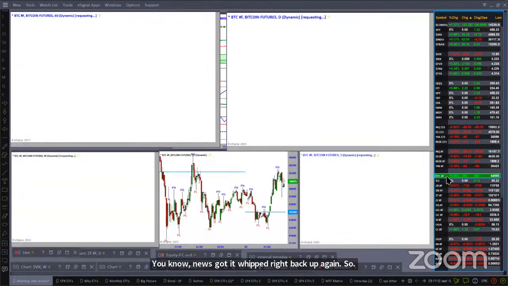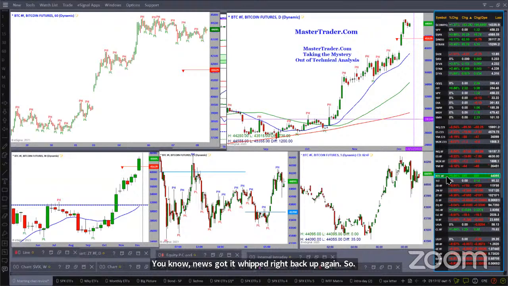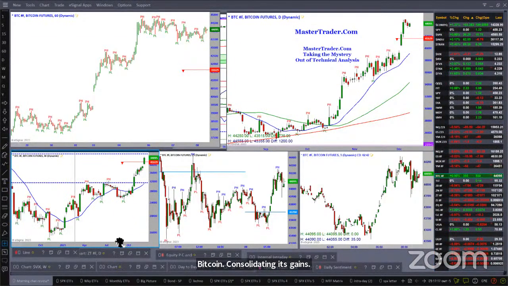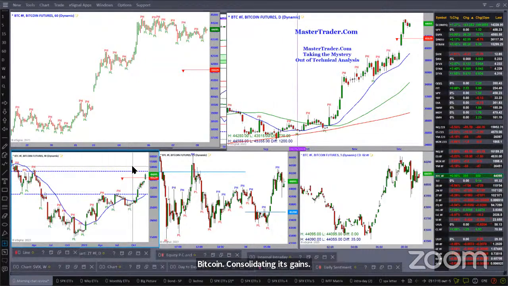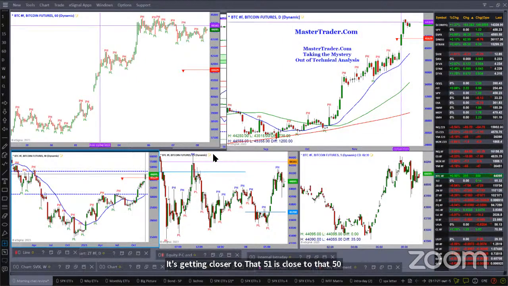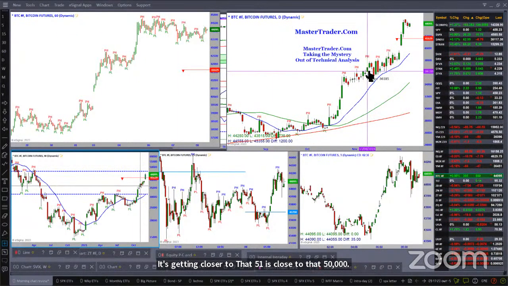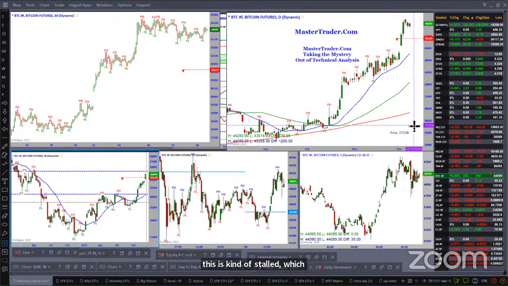Bitcoin, consolidating its gains. It's getting closer to that 50, or it is close to that 50,000. The pivot highs are below 50,000, but this is kind of stalled, which it should be after a move like that. So nothing going on there.